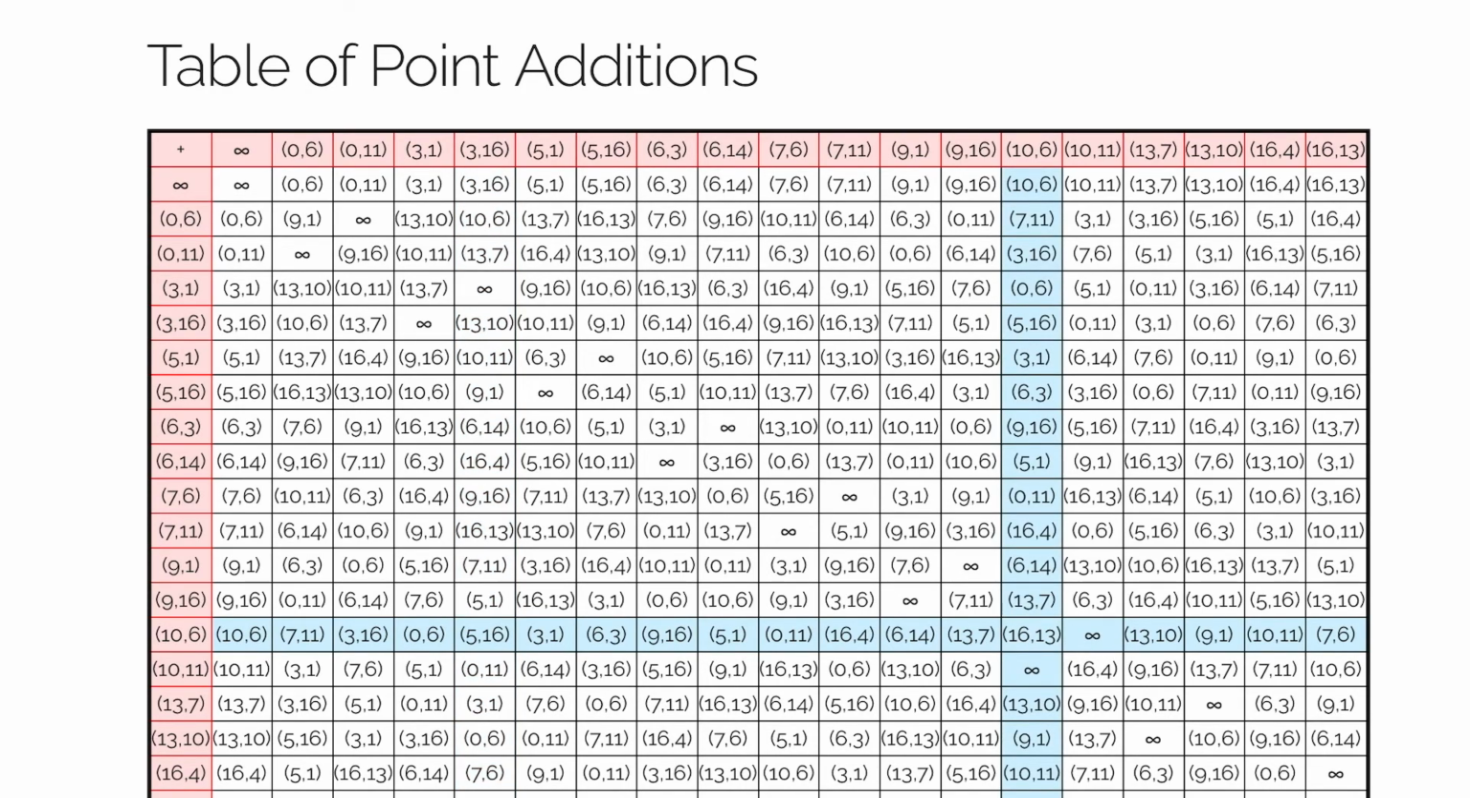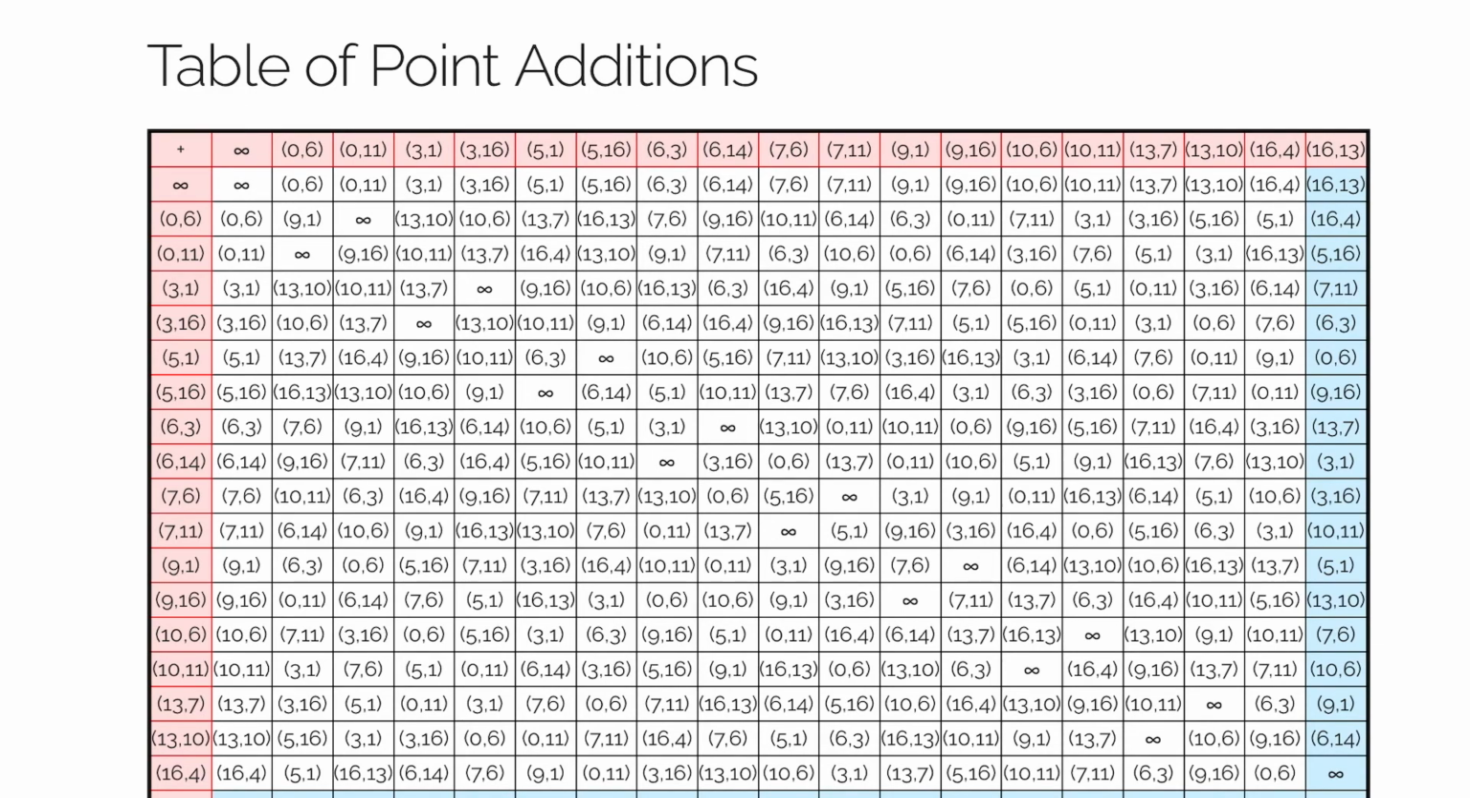Let's see what (10,6) plus (10,6) is. So to do that, I'm going to choose a row that's labeled (10,6) as well as a column that's labeled (10,6). This gives us (16,13). So to do 4 times (10,6), I'm just going to add (16,13) to (16,13). So choosing a row labeled (16,13) and a column labeled (16,13) gives us (0,11).